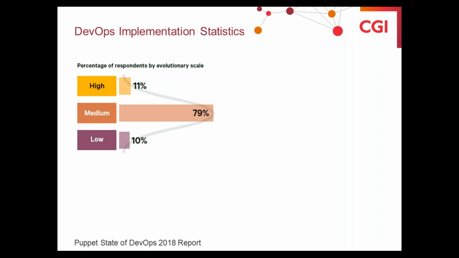They may still have some siloed teams. The development and operations might not be working closely together. So they're on their way, but they won't be seeing a lot of those benefits because fundamentally they haven't implemented everything. And 10% are actually at a very low level of implementation and probably not seeing a lot of their benefits.